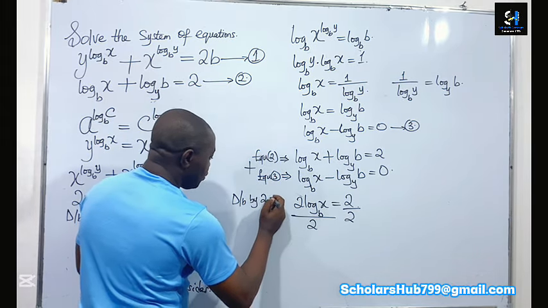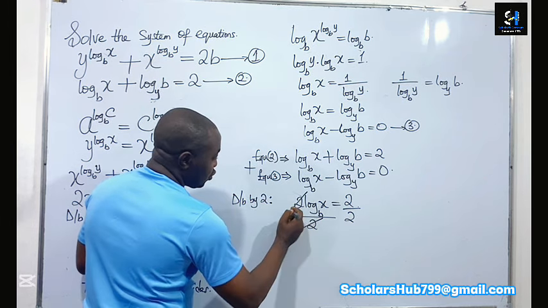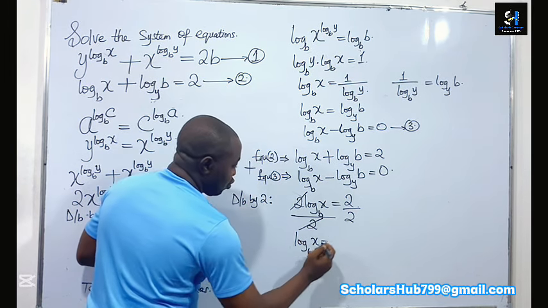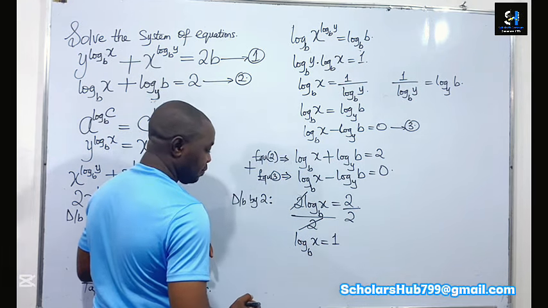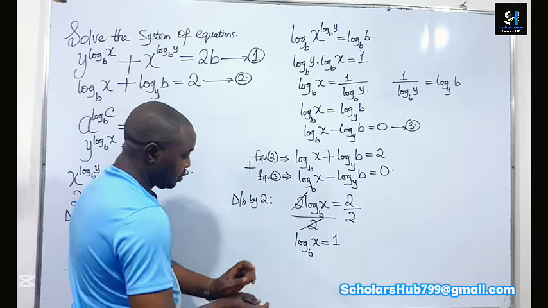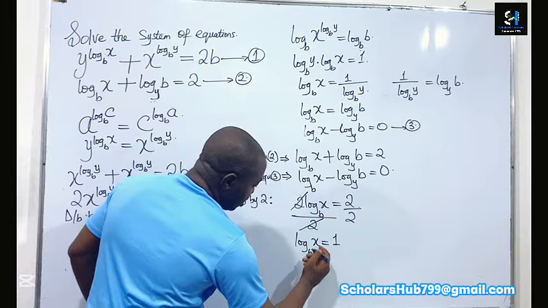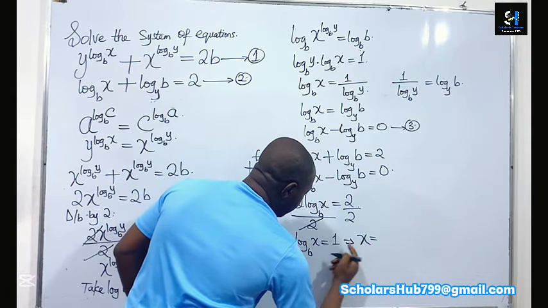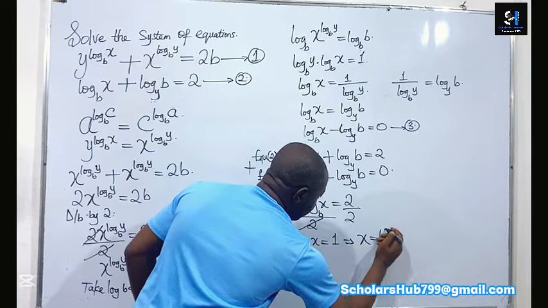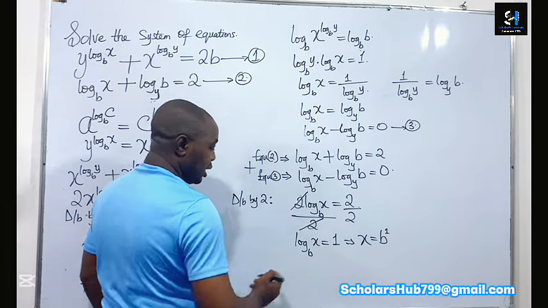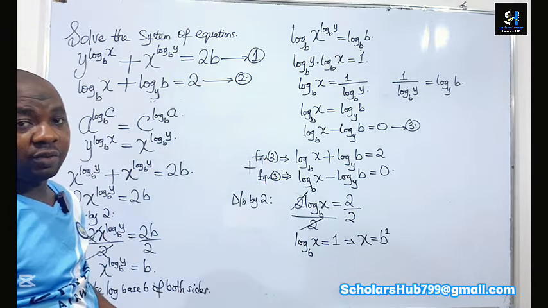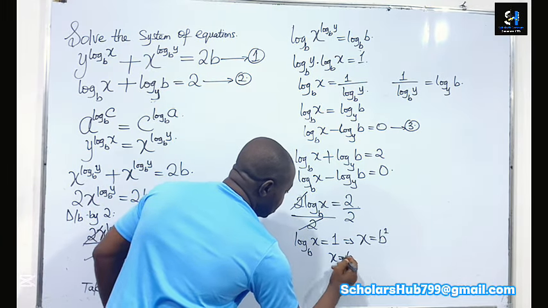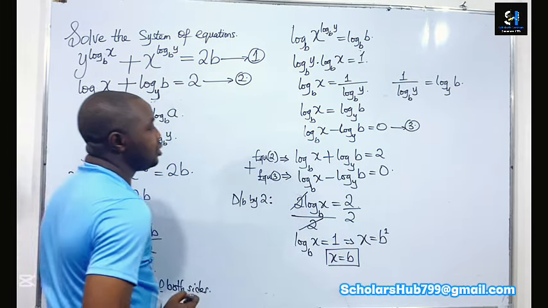Divide both sides by 2, so that log base b of x will be equal to 1. Now in this case, x will be equal to b raised to the power of 1. That is it. Also, if you apply one of the properties of logarithm, the value of x is equal to b.